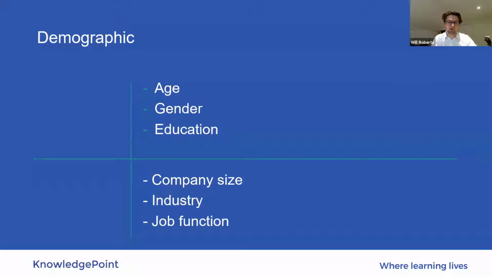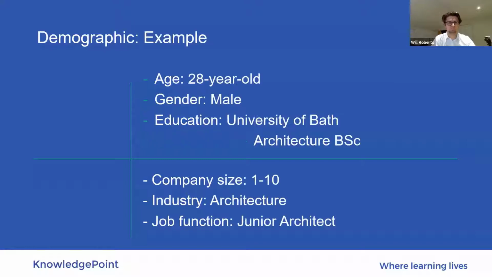Age, education, gender, company size, industry, job. These are all quite simple and widely used, and they're often used in promotion materials such as Facebook or LinkedIn. So an example would be a 28-year-old male who went to the University of Bath and studied architecture, and they work in a company size of 1 to 10 people in architecture, and their job function is a junior architect.